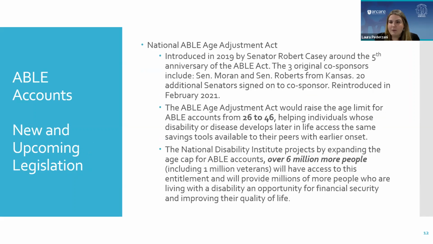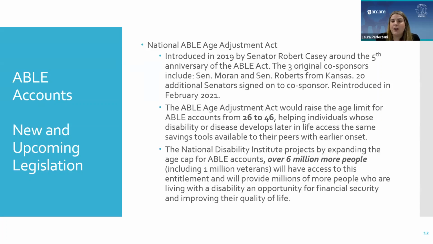So we talked about the ability of Kansas to change regulations as they occur. And this was another reason: the National ABLE Age Adjustment Act. This was introduced in 2019, and three of the original co-sponsors included Senator Moran and Senator Roberts, both from Kansas. And then 20 additional senators signed on to co-sponsor. That legislation was reintroduced in February 2021. So we're still advocating for that on the federal level.